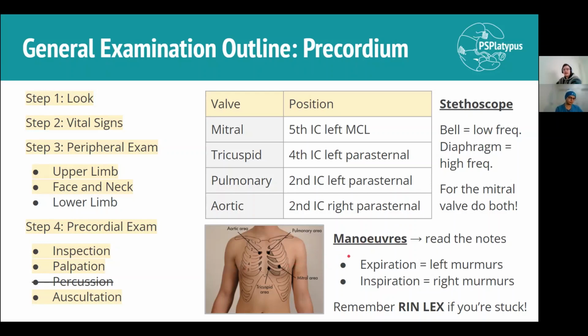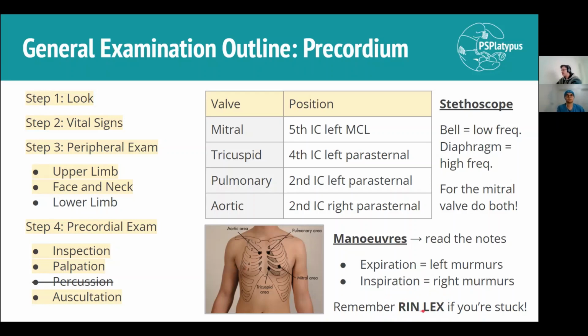Some maneuvers that you can use, and again, read your notes because they have a really fantastic summary of some of these maneuvers. But the main ones you want to be thinking about in your examination are going to be things that increase either left-sided murmurs or right-sided murmurs for the valves. So expiration, if you ask the patient to breathe out and hold their breath, will accentuate all the left-sided valves. So thinking about the aortic valve and the mitral valve. With inspiration, you're going to be thinking about increasing right-sided murmurs. So that's going to be your pulmonary valve and your tricuspid valve that are going to be increased. So ask them to breathe in and then hold their breath. And if you're stuck, just use the mnemonic RIN LEX, and that should be of some help.